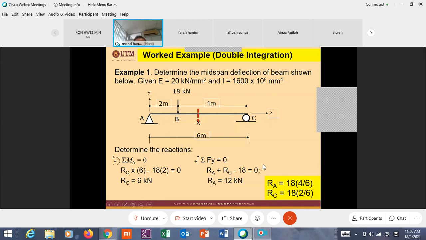Now, our first task is what? Reactions. Because to derive the moment equation, you need to know the reactions. So this is the conventional method, or the long method. The short method is this one. But if you are not familiar, you have to use this method.